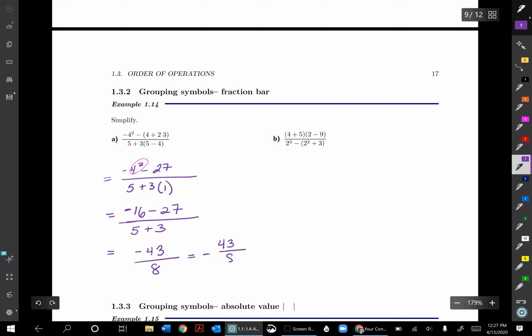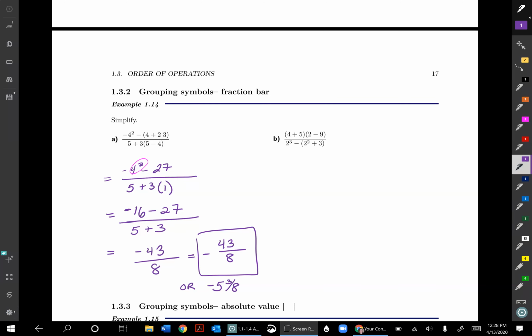Negative 43 over 8. The negative would attach with the top or the bottom or be right in the middle. We could write it as a mixed number by dividing the 8 into the 43 and then having our remainder. So I'm just going to write negative 5 3/8. You do not need to do that. Remember, making something a mixed number is not simplifying. Making sure it has no common factors in the numerator and denominator is simplifying or reducing.